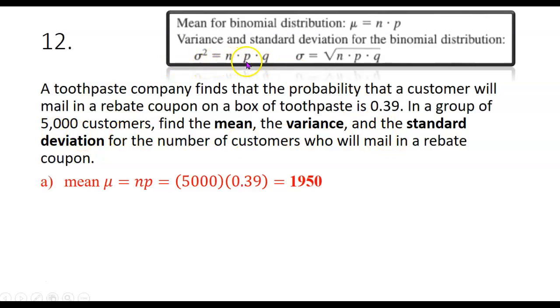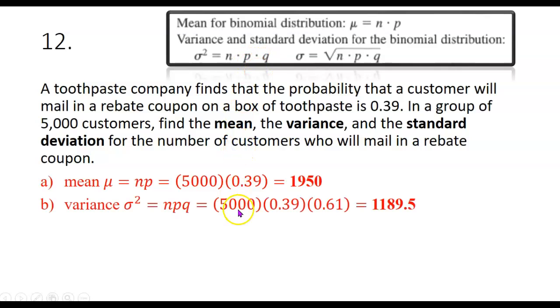The variance is n times p times q. So that would be 5,000 times 0.39 times 0.61. And where did I get that 0.61 from? Remember, q is always 1 minus whatever p is. So 1 minus 0.39 is 0.61. Anyway, that gives us 1,189.5 for the variance. And then the standard deviation would be the square root of that. So the square root of what we got for n times p times q turns out to be about 34.5.